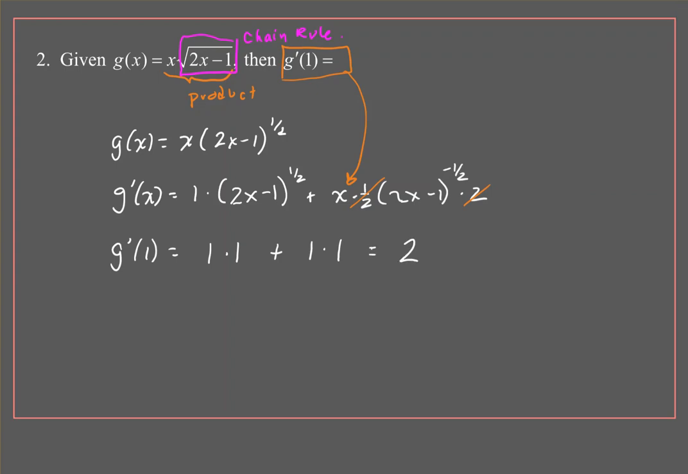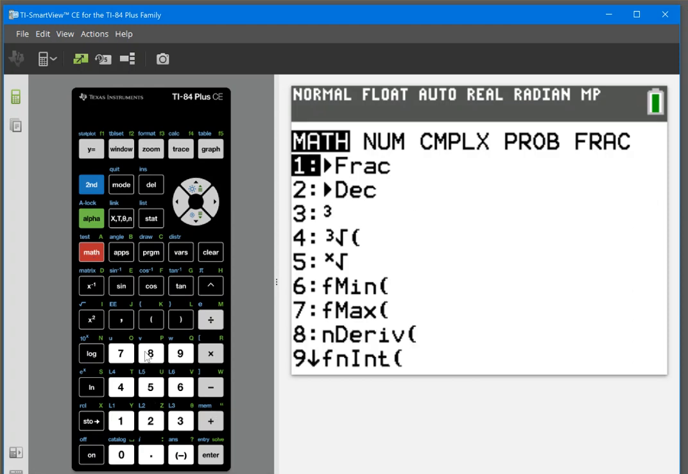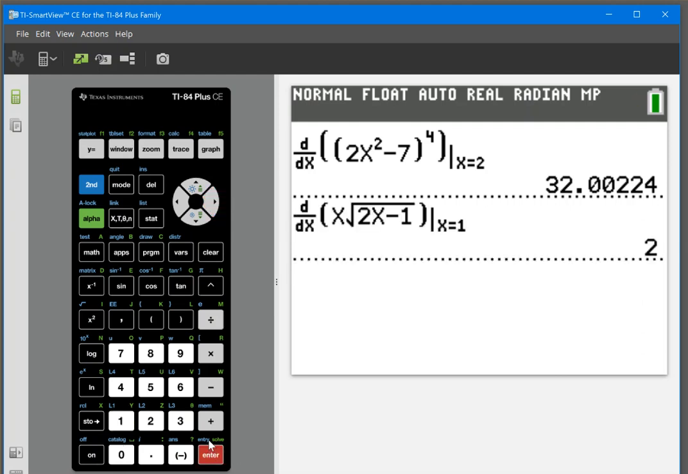And there's my answer. Okay, so we could go back to the calculator. I'll do one more on the calculator and show again math 8. We're going to do x, and then this was what? x times the square root of 2x minus 1. I'm going to come out and I want to evaluate that at x equals 1. And there's my answer, 2.